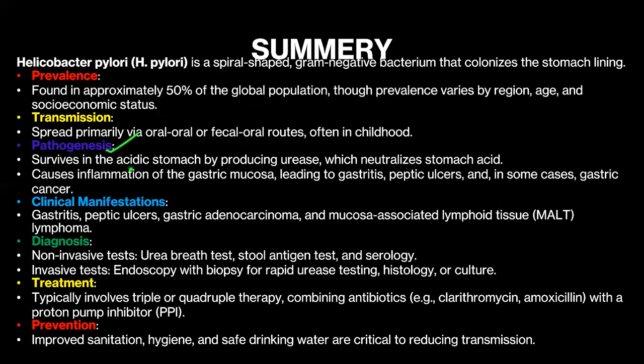Pathogenesis: H. pylori survives in acidic conditions by producing urease. Urease neutralizes the stomach acid, and inflammation of the gastric mucosa leads to gastritis, peptic ulcer, and gastric cancer. Manifestations: you will see gastritis, inflammation of the gastric walls, peptic ulcer, gastric adenocarcinoma, and mucosa-associated lymphoid tissue lymphoma. Diagnosis: non-invasive tests are the urea breath test, stool antigen test, and serology.